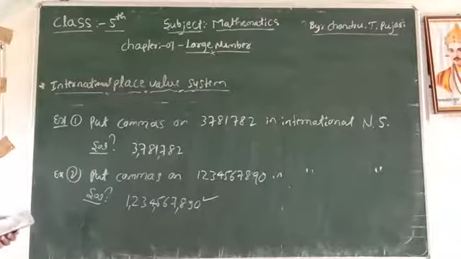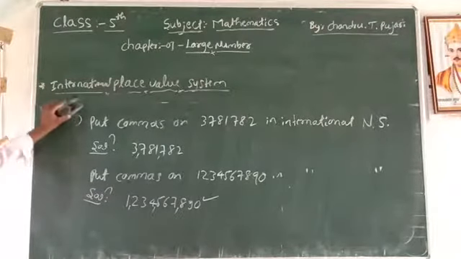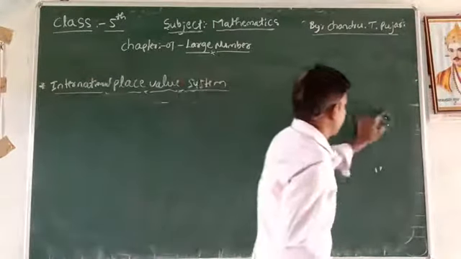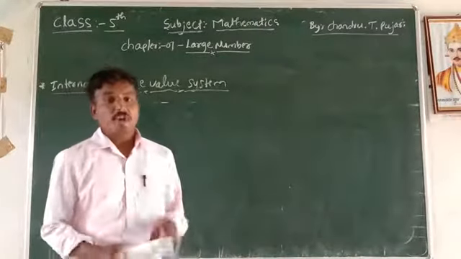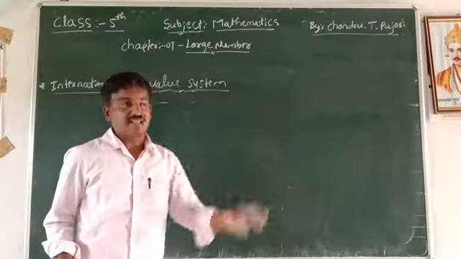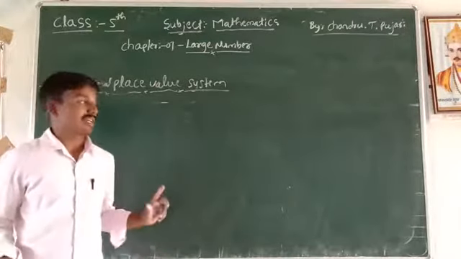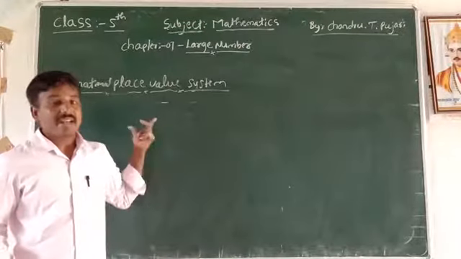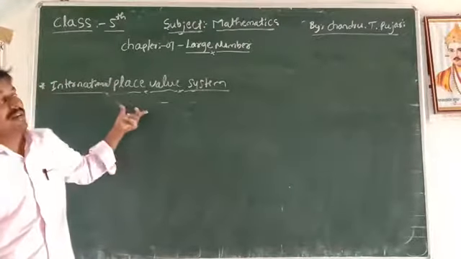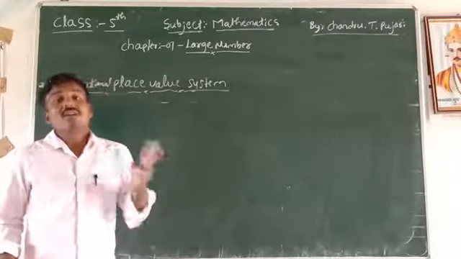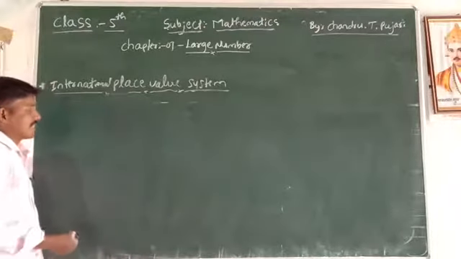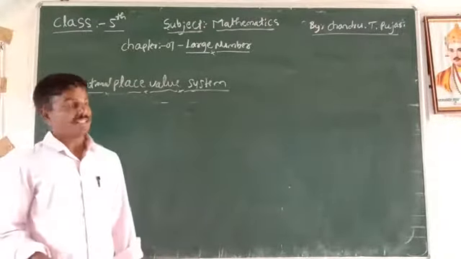Dear students, do you know the differences between the Indian number system and the international number system? The Indian number system has 4 periods, but each period has different places. Ones period has 3 places. In the thousands period there are only 2 places, 10,000 and 1000. Lakh also has 2 places, 10 lakh and lakh. But in the international place value system, all periods have 3 places. This is the only difference between the two systems.